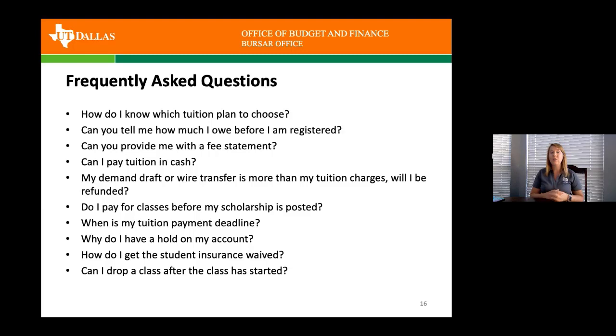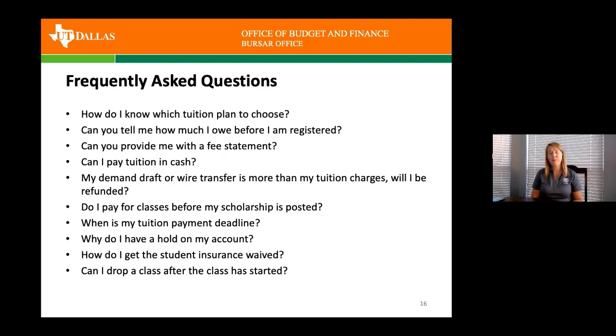My demand draft or wire is more than my tuition charges. Will I be refunded? Yes, you will be refunded. With a demand draft, we have to wait for that to process and make sure we receive all the funding. Once we receive the funding and we know that the funding is there, then yes, we will process a refund. Same with the wire transfer. If you pay in excess, some students will send a little bit more money than what they actually need to pay their tuition, because maybe they need some money for living expenses, and we will refund that to you. But again, we have to make sure that everything's processed through our system, that we're guaranteed that we have the funding, and then we'll refund you.